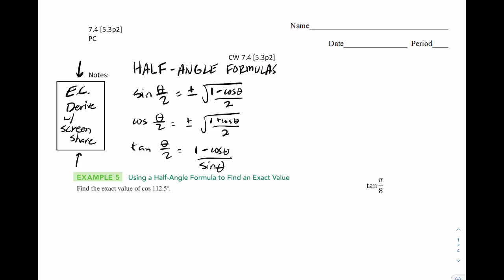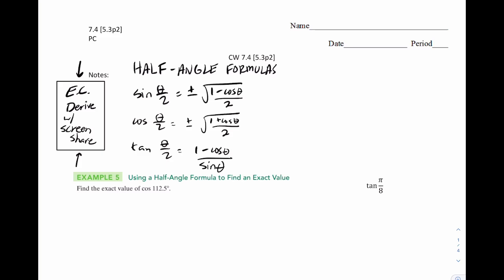This is for pre-calculus. If anybody in the class can derive these, so write out where they come from, they'll do a screen share and explain to the class, and I'll give your whole class one extra point on our next quiz, quiz 5.3. So that will be an extra credit opportunity for the entire class.